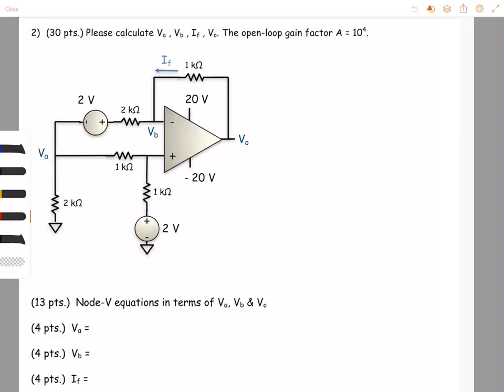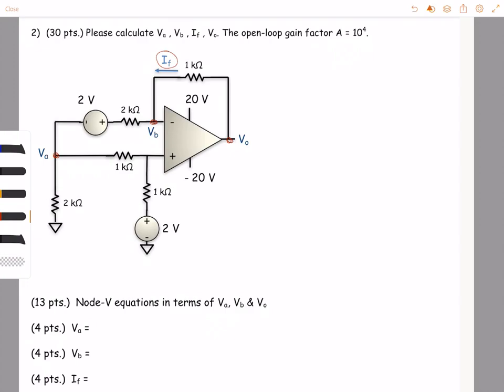Looking at a negative feedback configuration with an op-amp circuit. Again, we will assume that there is no saturation here. So if we have two nodes that are identified and the question is asking for the voltage values here, VA and VB. We also need to calculate VO, and we need to calculate the feedback current IF.